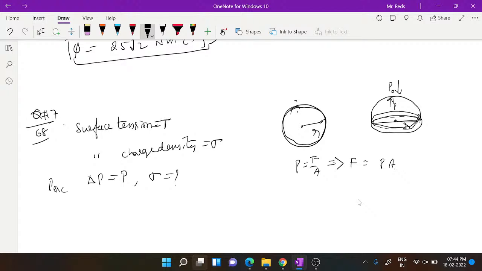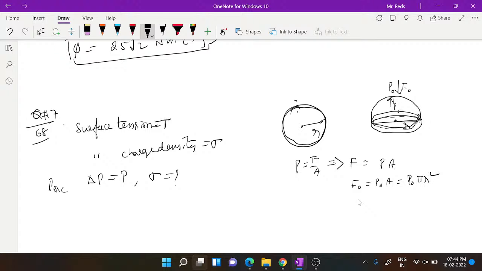We can say the force acting on this surface is on this area. How much area is there? That much area it will act here also. So you can take the outside force F naught as equal to P naught into A, which is equal to P naught into pi R square.